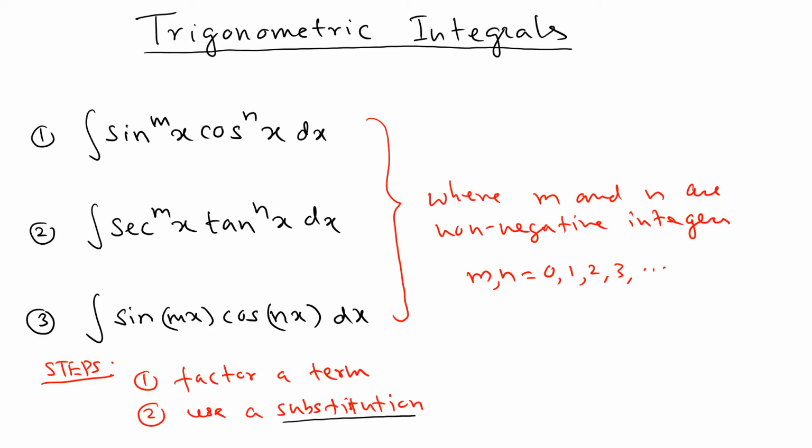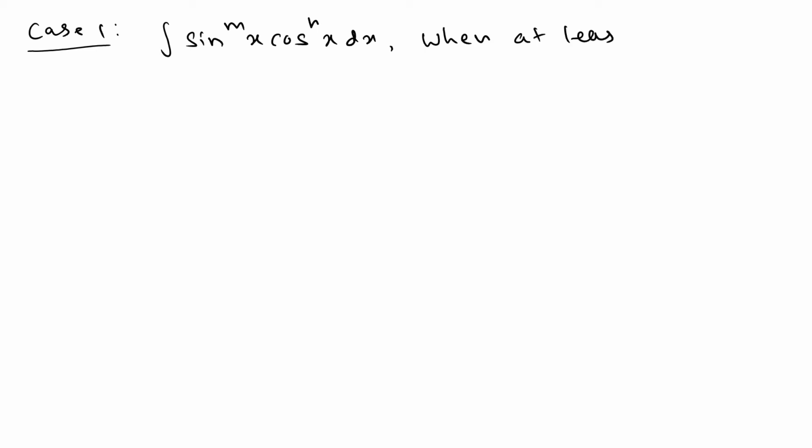So let's go one by one. We're going to start with case 1. In case 1, we're going to do sine mx cosine nx when at least one of m or n is odd. If both are odd, that's still the same case, but we're going to do it in a different way, because we have to remember something in that case to make the calculation easier. But let's do that as a separate problem. Right now, we're doing it when at least one of m or n is odd.